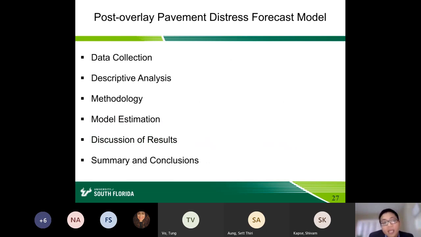So in order to develop the post-overlay pavement distress forecast model, first I need to collect the data. And then based on the data collected, we need to get the descriptive analysis of the data. And then based on some statistical measures, the pavement distress forecast model can be developed. Based on the model estimation results, the discussion of the results can be implemented.